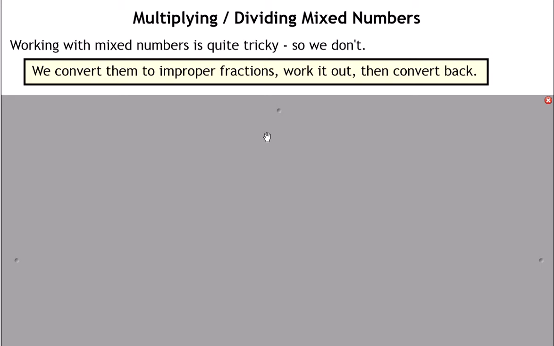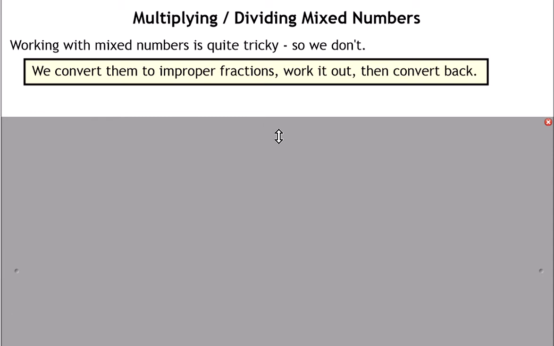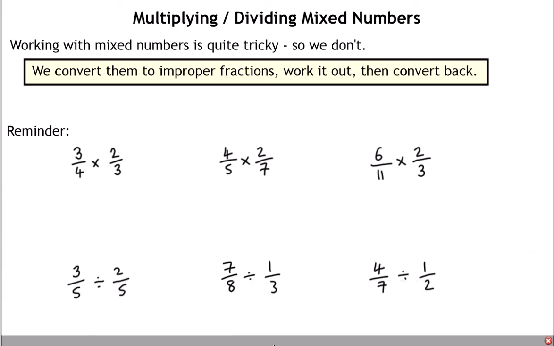So how do you multiply a mixed number? You don't. You multiply some improper fractions instead. Okay, and the same thing for dividing. So what we better do to start is just check you remember how to multiply and divide fractions.